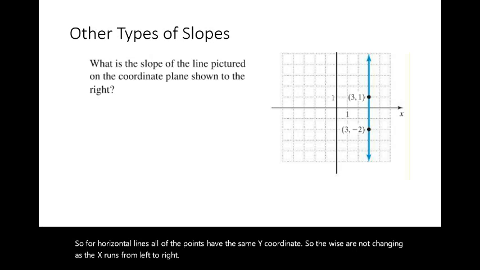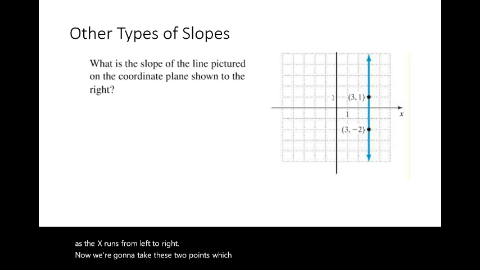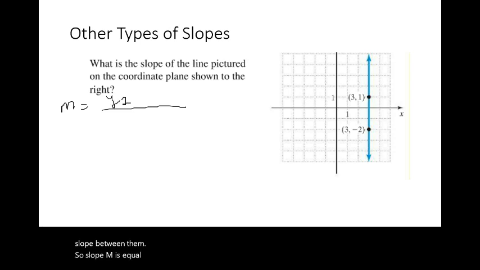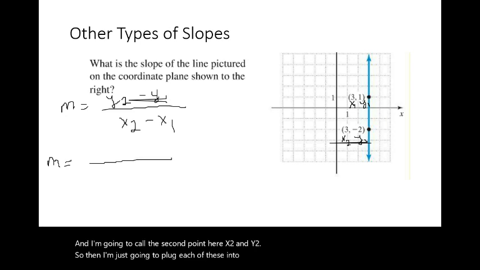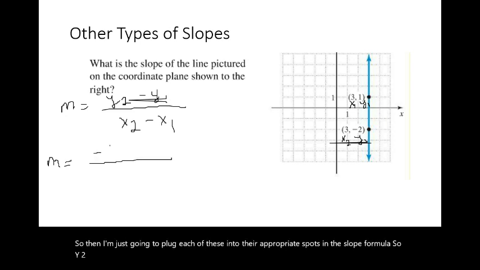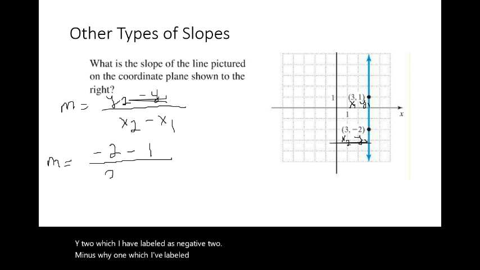Now we're going to take these 2 points, which we have graphed already, and we're going to find the slope between them. So slope m is equal to y2 minus y1 over x2 minus x1. I'm going to call this first point here x1 and y1, and this second point here x2 and y2. Then I'm just going to plug each of these into their appropriate spots in the slope formula. So y2, which I've labeled as negative 2, minus y1, which I've labeled as 1, divided by x2, which is 3, minus x1, which is also 3.